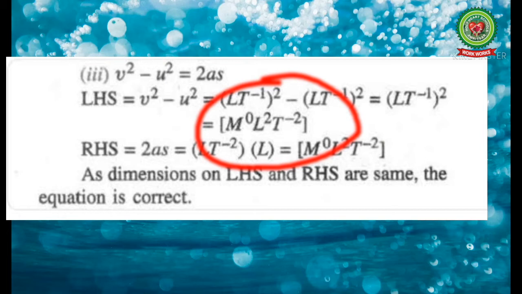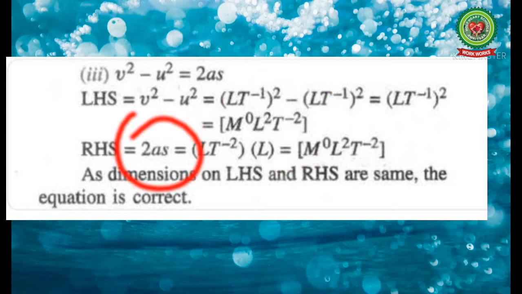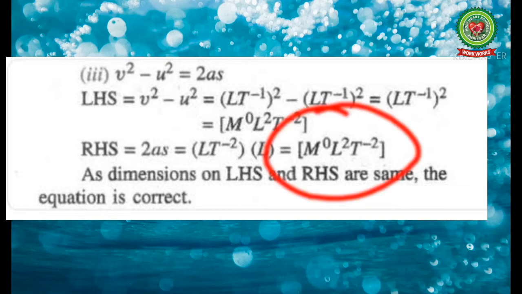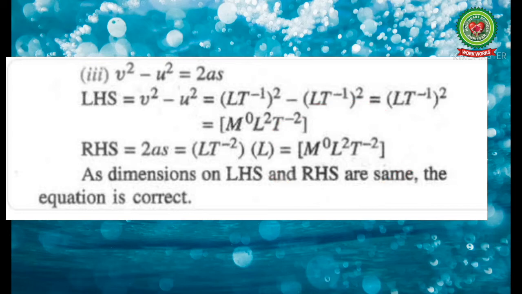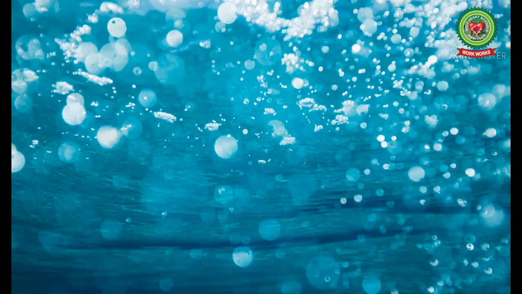Considering right hand side, 2as. 2 is a constant, so it does not have any dimension. A is acceleration. It has dimensions LT minus 2. S again is distance, so it will have the dimension L. So ultimately your answer will become M0 L2 T minus 2. On comparing with the left hand side, we will get same value as that of the right hand side. Hence, we can say this formula is dimensionally correct.